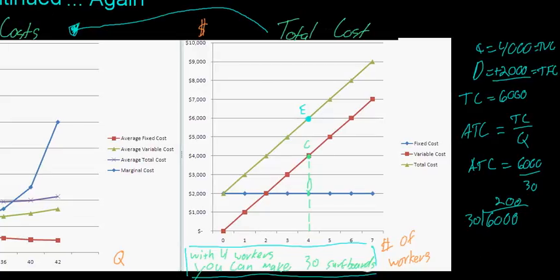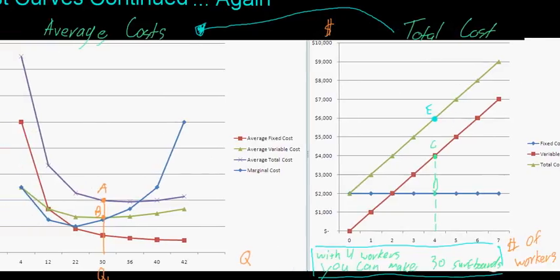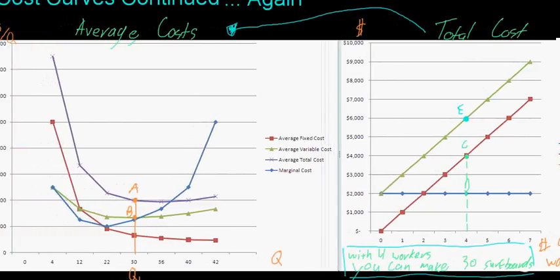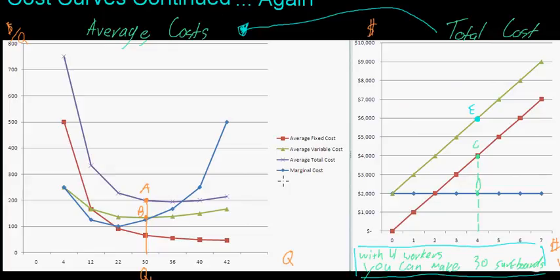So going over here, let's see if that looks right. We go over here and we find our average total cost curve. And again, the reason that we're doing this is that normally you won't have both of these graphs at the same time. You'll have to go from one graph to the other. So we find average total cost is in purple, and at 30 units of output we see that it is 200. So we are all good.